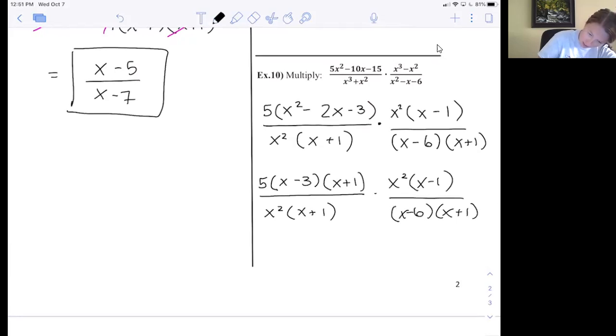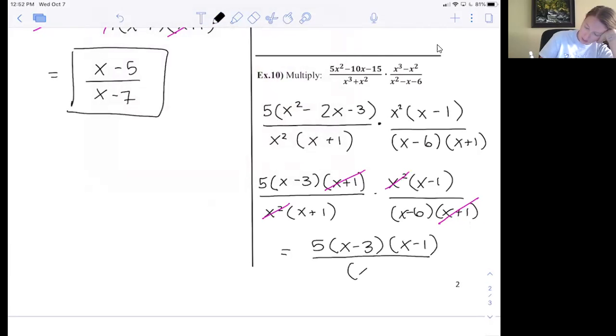Okay, so now I'm going to look at simplifying things. So I have an x plus 1 and an x plus 1. You could have canceled out this x plus 1 instead of that one. It doesn't make a difference. I have an x squared here and here. And that looks like it. So my answer is going to be 5 times x minus 3, x minus 1 over x plus 1 and x minus 6.